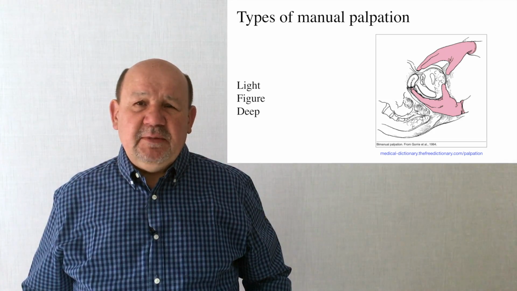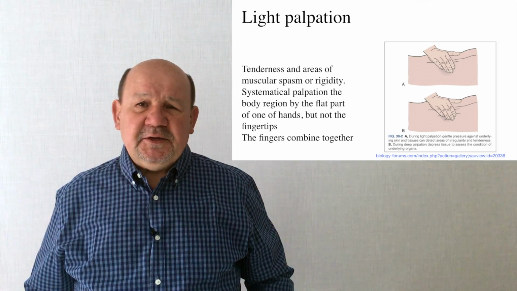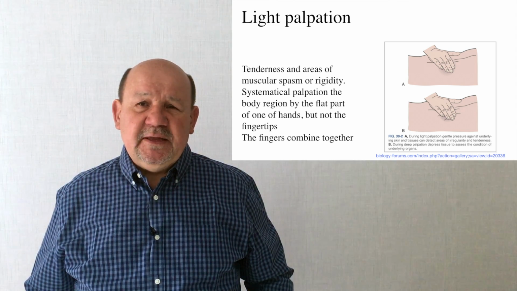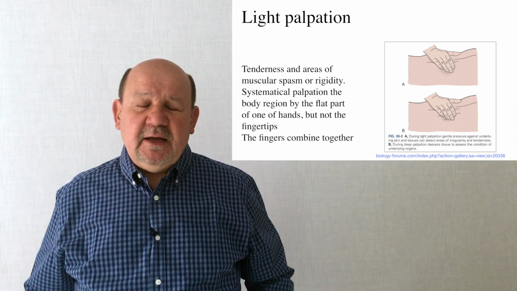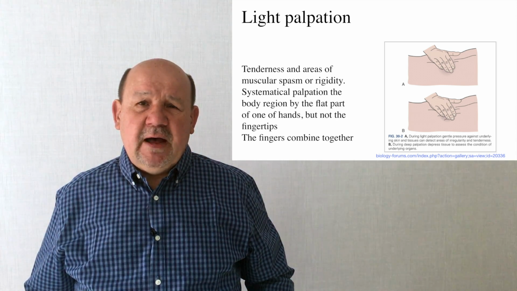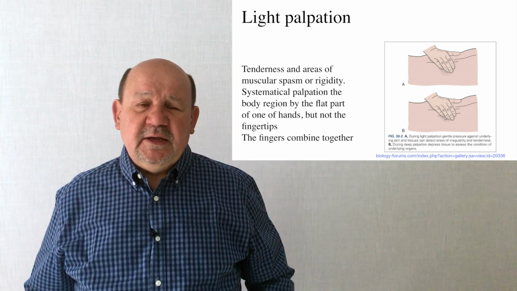Manual palpation can be light, superficial, and deep. Ordinarily, the patient is placed on his back, resting on his head and knees. They should indicate areas of pain to minimize discomfort during palpation. Light palpation detects tenderness and areas of muscular spasm and rigidity. The examiner systematically palpates the body regions with the flat part of one of the hands, not the fingertips.